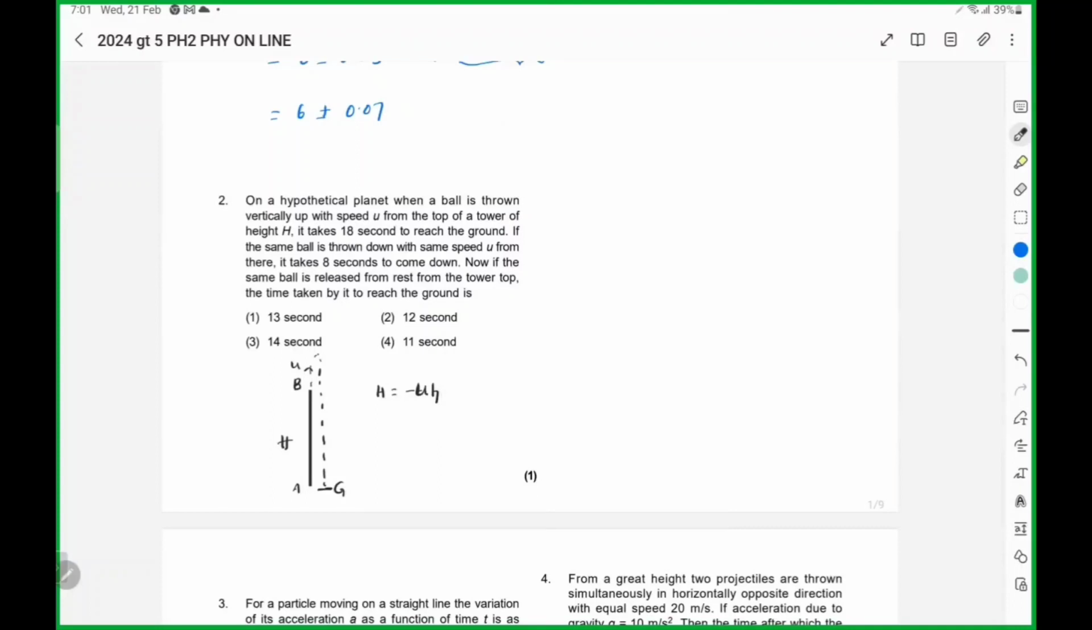The basic formula we have is S equal to ut plus half at square. Take this as a reference line. Below this we write minus h for the ball projected upwards. The acceleration is this. Let us assume that the vertically projected ball reaches the ground in t1 seconds. Say this is equation one.